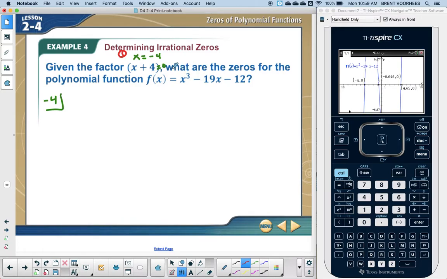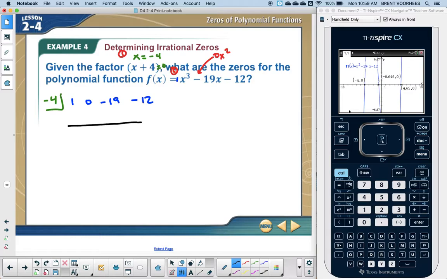The second step is you come over to your dividend and you check for any missing powers, which in this case, I don't have an x squared, so I want to include a 0x squared. And our third step has to do with our answer. If there's a number in front of the leading term in the divisor, you divide the quotient by it, but we don't have one, so we don't have to worry about step 3. So let's write these out. I have 1x cubed followed by 0x squared minus 19x minus 12.